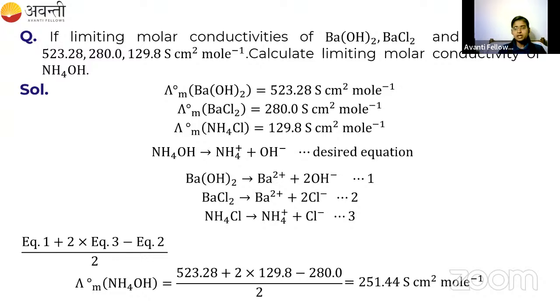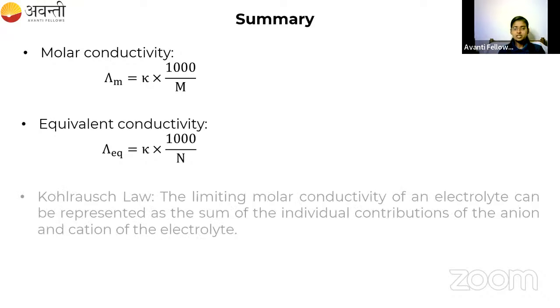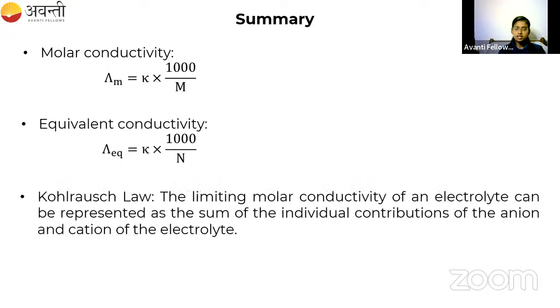Yeah. So let me summarize today's lesson. Today's topics which we have studied: molar conductivity, which is lambda m equal to kappa into 1000 by M; equivalent conductivity, which is kappa into 1000 divided by N; and Kohlrausch's law, which states the limiting molar conductivity of an electrolyte as a sum of the individual contributions of the anion and the cation. And for weak electrolytes, alpha is equal to lambda m divided by lambda m naught. These are the four important formulas which you have to keep in mind.